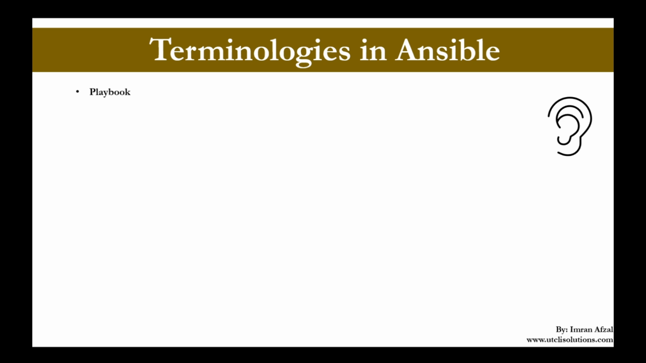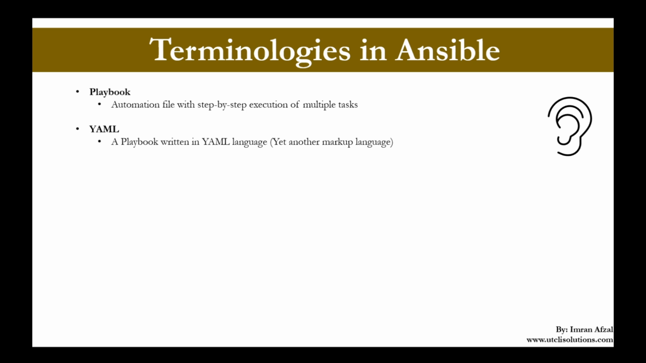All right, moving on. Then we have a playbook, an automation file with step-by-step execution of multiple tasks. So when you combine all those tasks, and each task would have multiple modules, that is written in a certain file. That certain file is called a playbook. YAML. A playbook is written in YAML language, and YAML itself stands for yet another markup language. So the format that is written within a playbook, that format is called YAML. And once that format has all the modules and tasks, the final product is called a playbook.